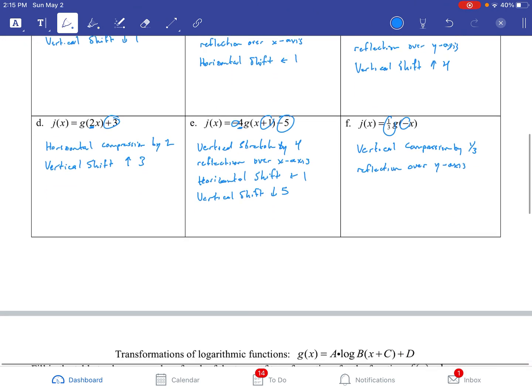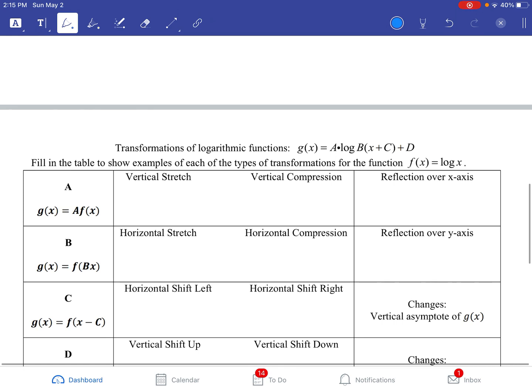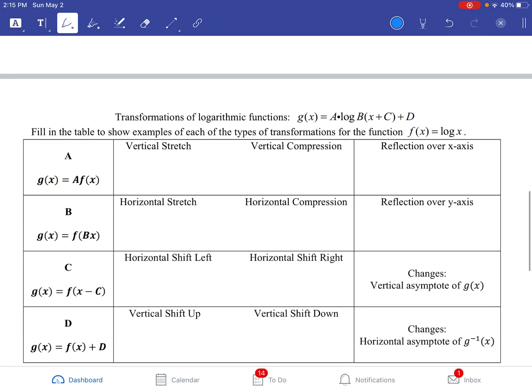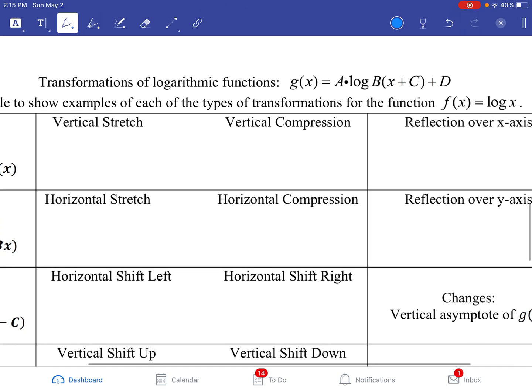Okay, so there's a bunch of different examples for those. Let's look at the next type, and this is going to be the same ideas as the ones that we just did, but we're looking at logarithms, okay? So it's basically the same thing that we did before. I'm not going to go through all of these. I'm going to highlight a couple of things, but it's the same transformations as we've just dealt with.